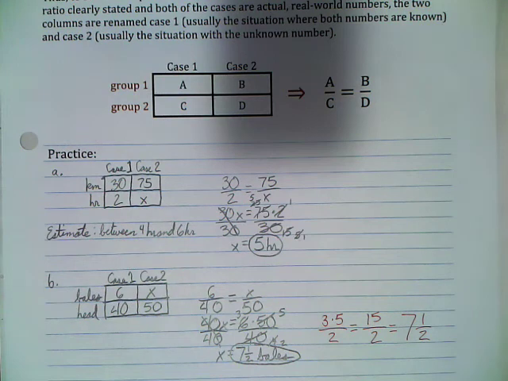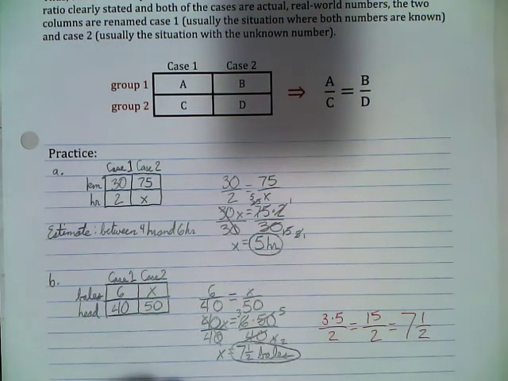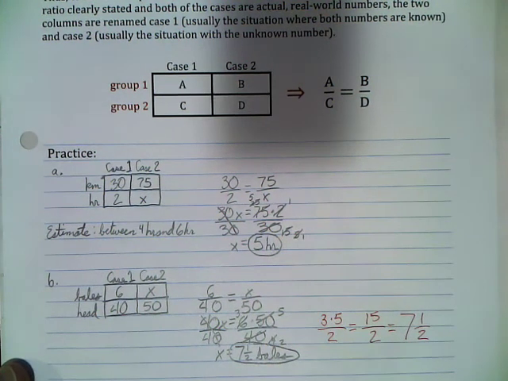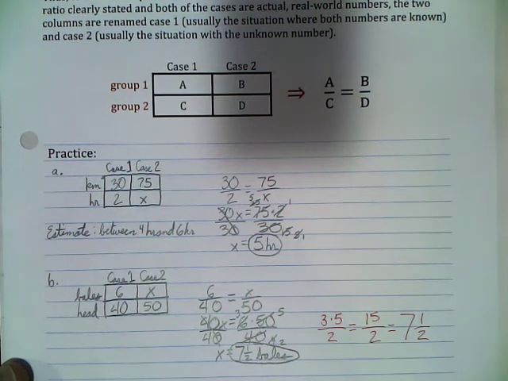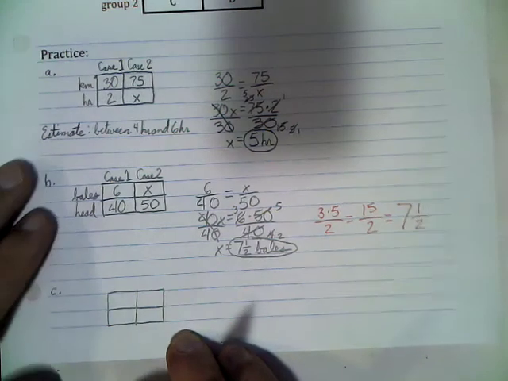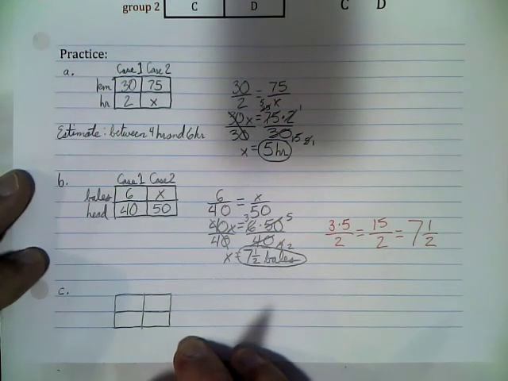All right. And finally, to finish it off, letter C says 5 is to 15 as 9 is to what number? So this is a little bit different. So for this one, I'm going to set my box up, and this is what's called an analogy. So you've probably seen analogies in English class. This is a mathematical analogy.